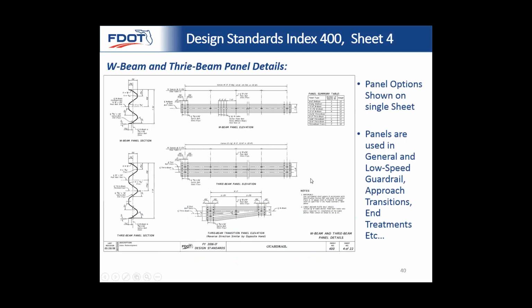Sheet number 4, we basically are showing you our panel options. These things are used for all of our different types of guardrail: general, low speed, approach transition, end treatments.